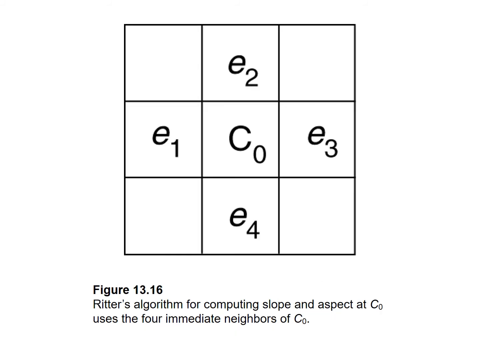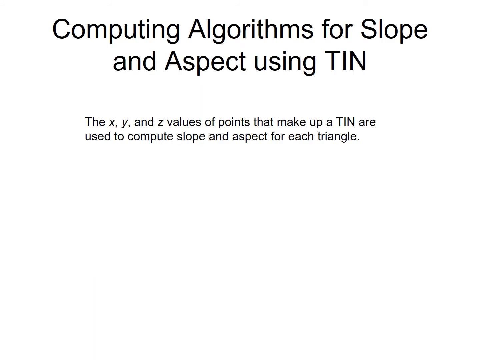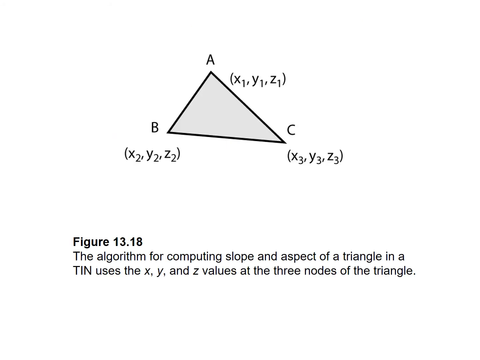And this is Ritter's algorithm for computing it. I'm not going to ask anything about this or about Horn's. Computing algorithms for slope and aspect, again, I'm not going to ask you about those too much.